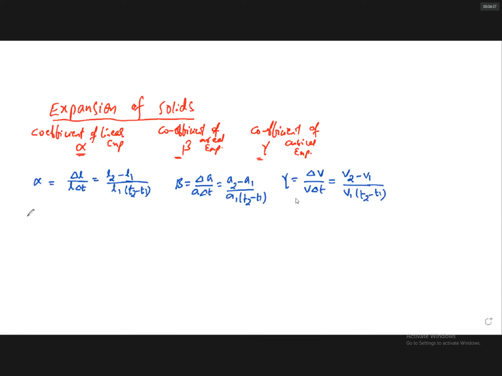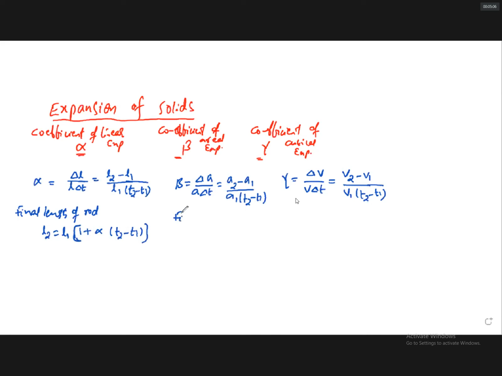The final length of the rod or object, L2, can be written as initial length into 1 plus alpha into T2 minus T1. At T1 degrees Celsius the length of the object is given, and at T2 degrees Celsius we may calculate the length using that relation from the alpha definition.